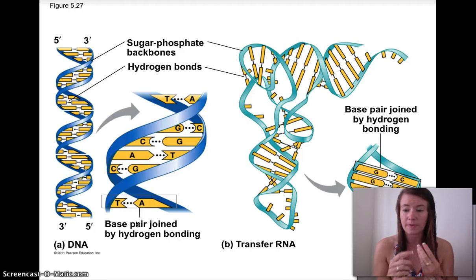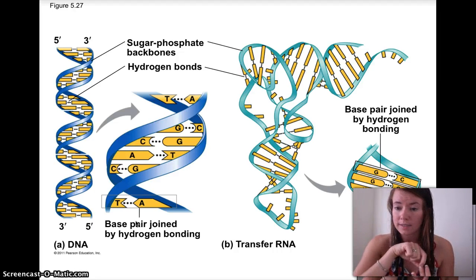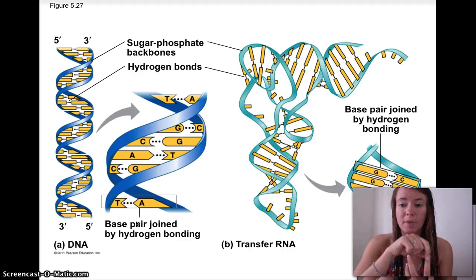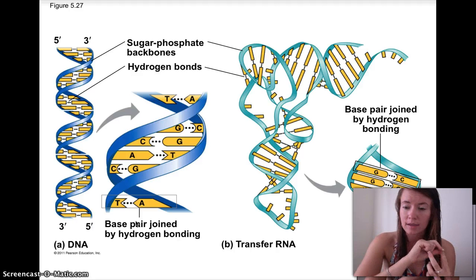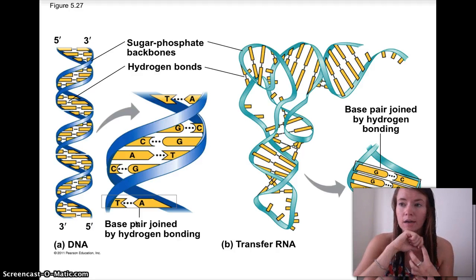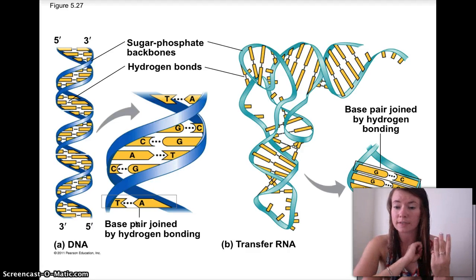Each nucleotide is made up of three parts: phosphate, 5-carbon sugar, and nitrogenous base. There's two different kinds of 5-carbon sugars, ribose and deoxyribose, and there's 5 different kinds of bases: adenine, guanine, thymine, cytosine, and uracil. Adenine and guanine are purines; cytosine, thymine, and uracil are pyrimidines. And there's 3 main differences between DNA and RNA.